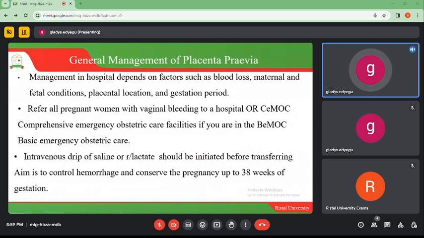So you need to know how is your mother. Is she having low BP? Is the pulse very high? Is she in shock? This can help you in the management. And also the type of facility where you're managing this mother is very important. Then placental location: when you do the ultrasound scan, you're able to identify whether the placenta is located at the edge of the cervix, covering the cervix partially, or covering the cervix completely. So what are your interventions to save the baby and the mother?